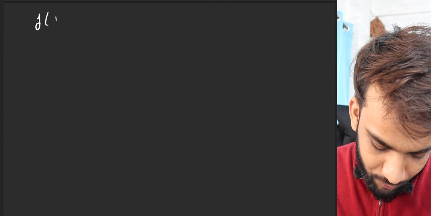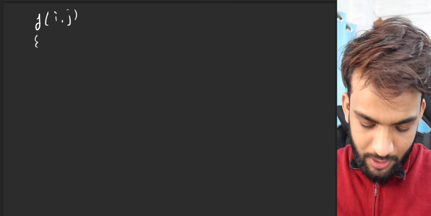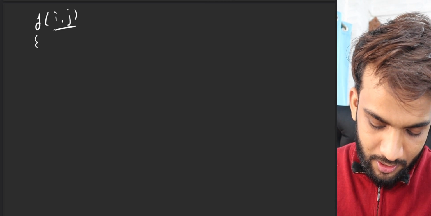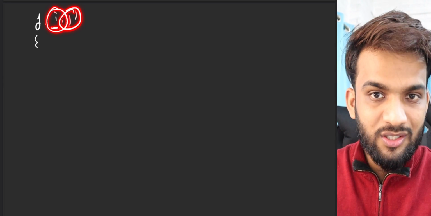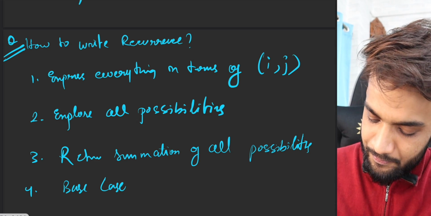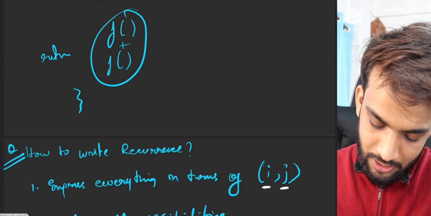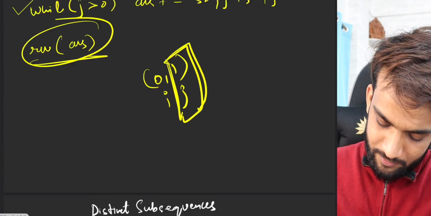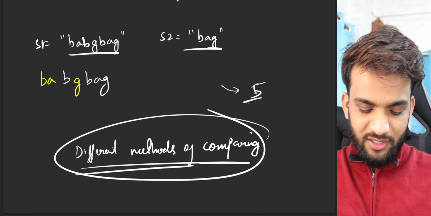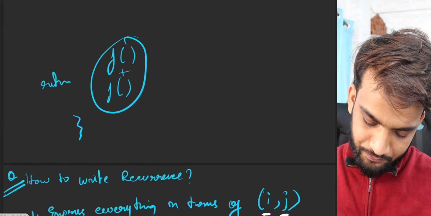So what I do initially is I write f of i j as usual, and I'll keep the base case for the future. But as of now, I will try to write i and j. Let's analyze what i and j actually mean. So what are the strings given? The strings given are BAP and this one, right? So let's quickly write down the strings.